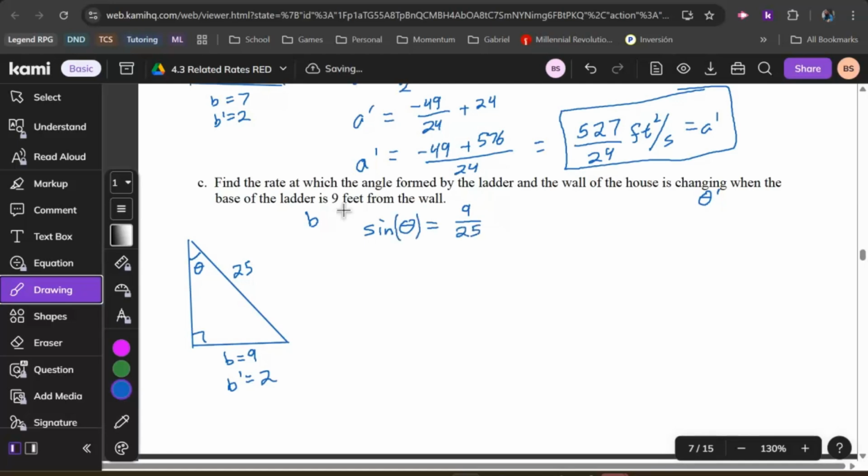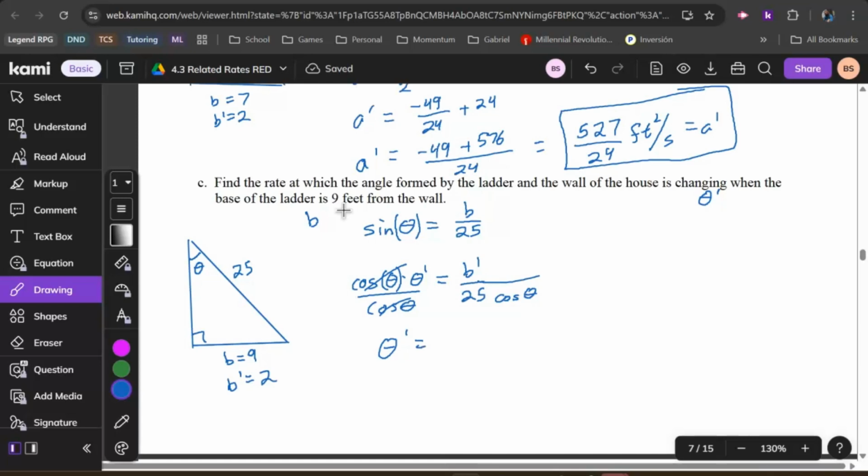Perfect, right? But we shouldn't do it as 9, because 9 needs to be B for now so that we can actually take the derivative. Neither of these things are constant. The only constant is the 25, so that's why I can put it in. Then I can take the derivative. The derivative of sine is cosine theta, but since I took the derivative of theta, which is not time, I would need theta prime. And then I'm going to get b prime over 25. Then all I need to do is divide both sides by cos theta, and if I do that, I will get what theta prime is.